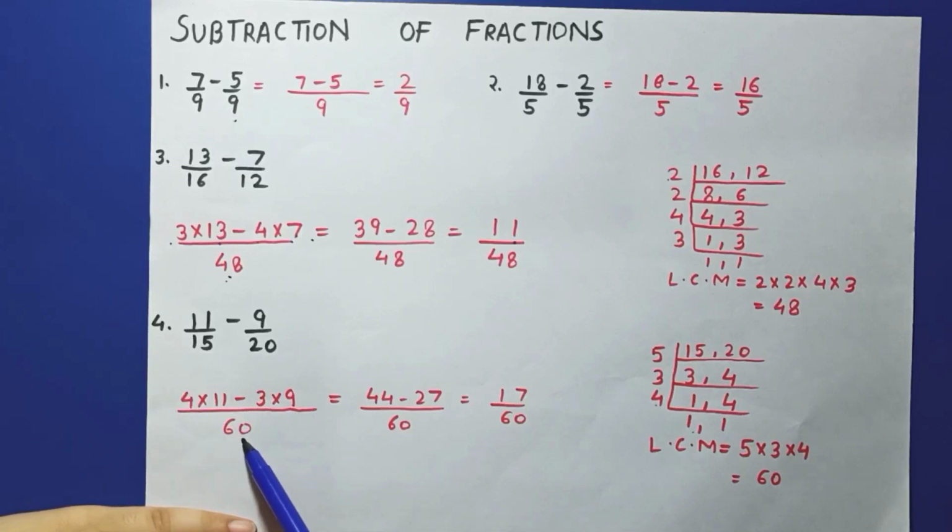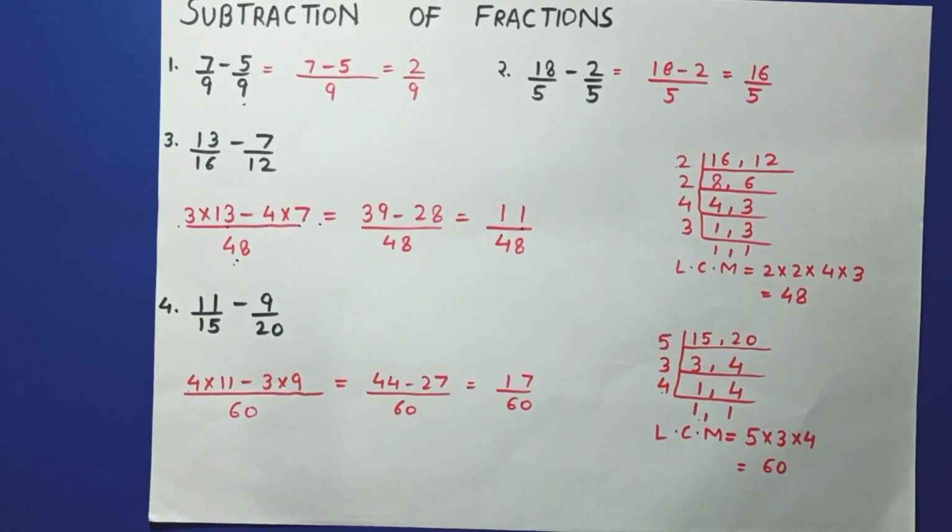First we'll divide this LCM by this denominator. So 15 4s are 60, into 11. 20 3s are 60, into 9. 4 into 11, that is 44, minus 9 into 3, that is 27, upon 60. So 44 minus 27, that is 17 upon 60.